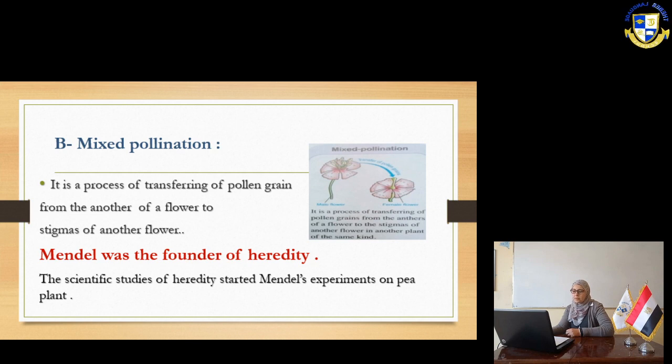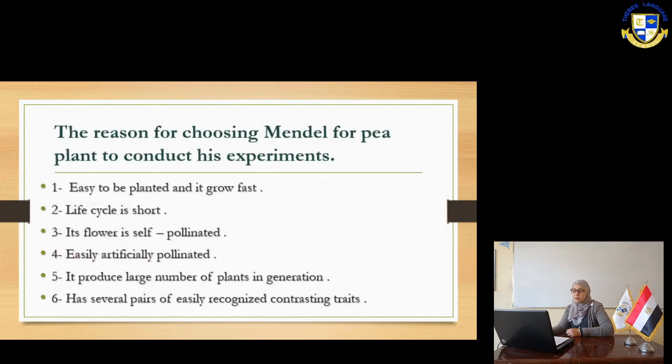The scientific study of heredity started with Mendel's experiment on pea plant. Why did Mendel choose the pea plant? Slide number 5. What are the reasons for Mendel choosing the pea plant? Number 1, easy to be planted and it grows fast. 2, the life cycle is short. 3, it is self-pollinated. 4, it is artificially pollinated. 5, it produces large number of plants in generation. 6, it has several pairs of easily recognized contrasting traits.